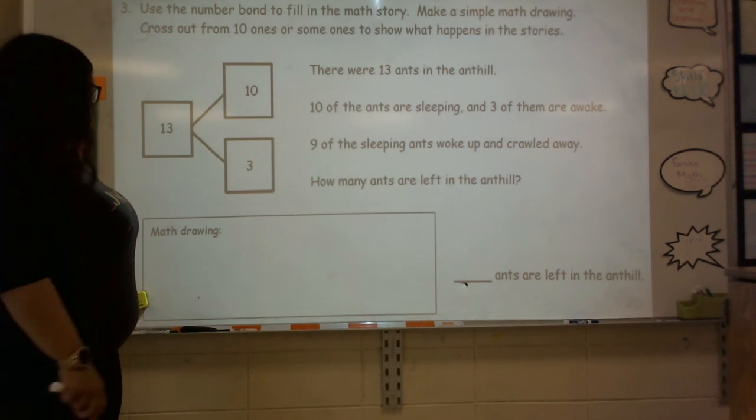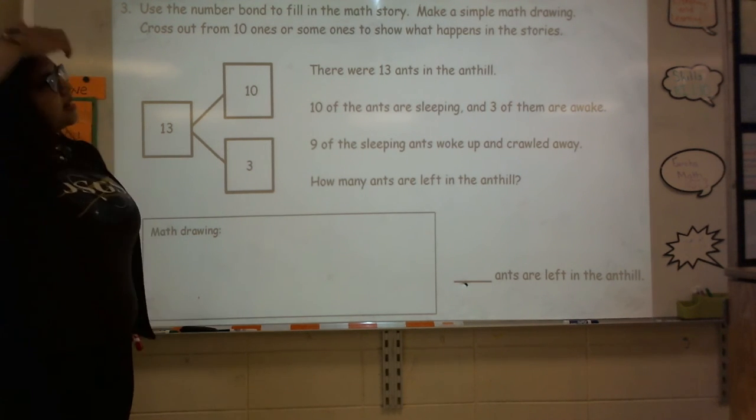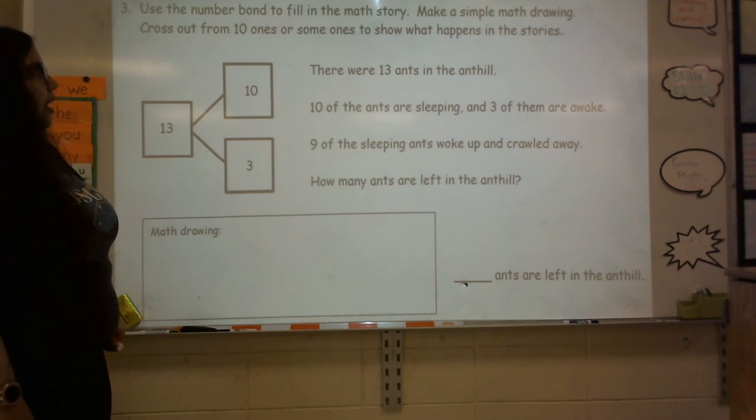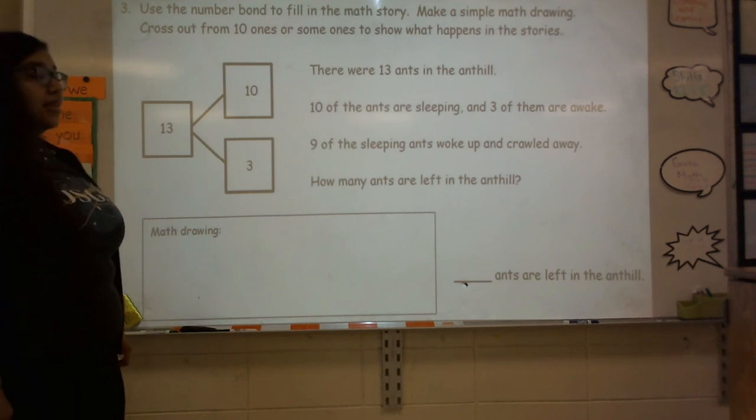All right, so let's see. It says there are 13 ants in the anthill. Okay, 10 of the ants are sleeping and 3 of them are awake. None of the sleeping ants woke up and crawled away. How many ants are left in the anthill?